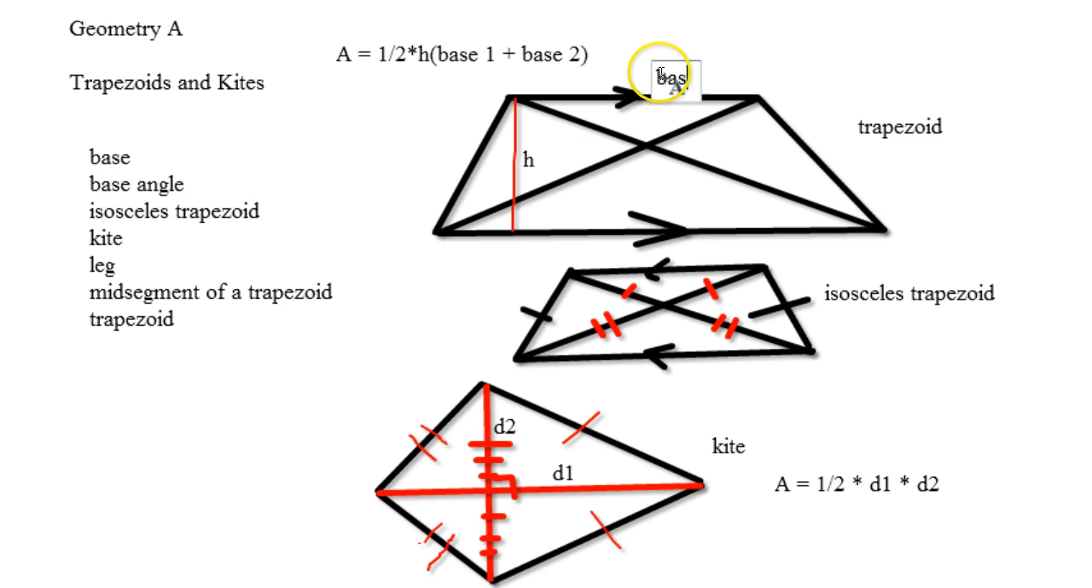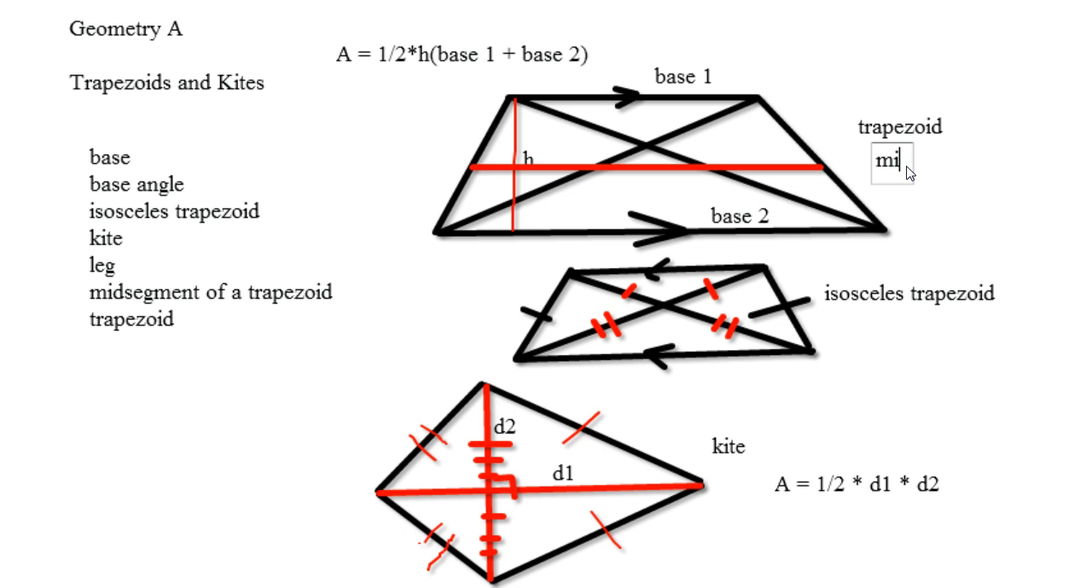Okay, and the bases don't matter. You could call this one base 1, this one base 2. It's totally up to you, okay? But I do not need this slanted height right here. Do not give me that, because you're going to need this formula for the area that you need the base and the height.